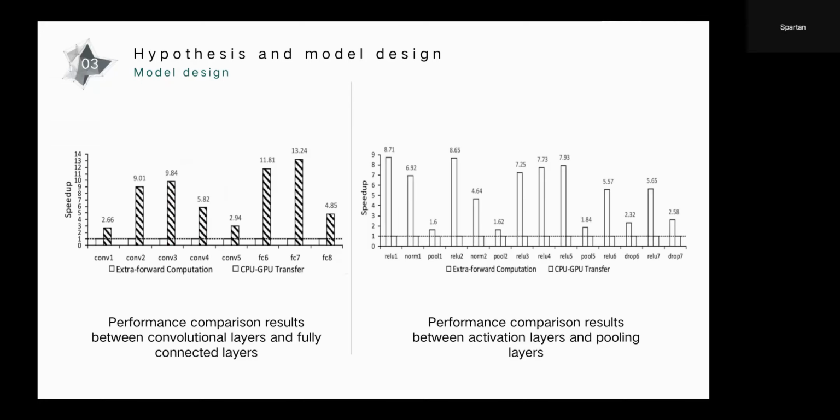So next, in order to show that the recompute method and the CPU-GPU transfer method have different performances on different types of layers, in this section, I take the AlexNet model as an example to compare the performance differences between these two methods. As can be seen from the figures, on the convolutional layers and the fully connected layers, the performance of the CPU-GPU transfer method is better, but on activation layers and the pruning layers, the recompute method is better.